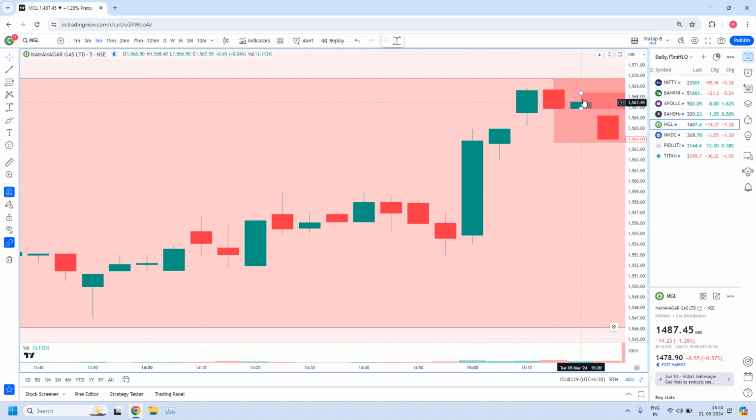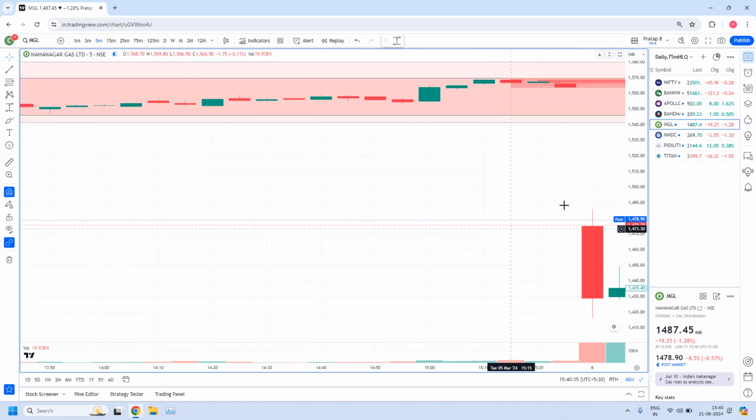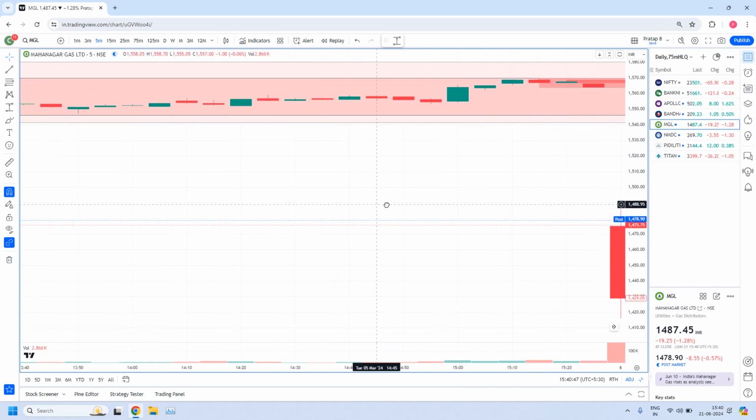You have a drop, base, drop. This is the problem with TradingView. The moment there is a huge gap down, because of this gap down, the TradingView candle structure is completely disturbed. That's why sometimes you need to hide some of the candles to see the proper structure of the zones.